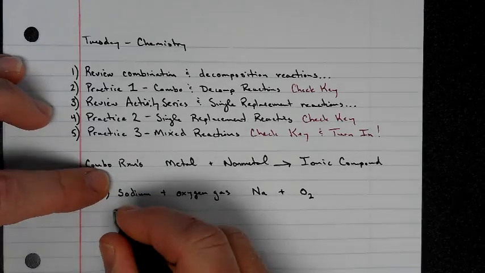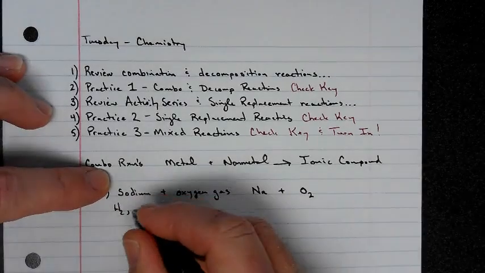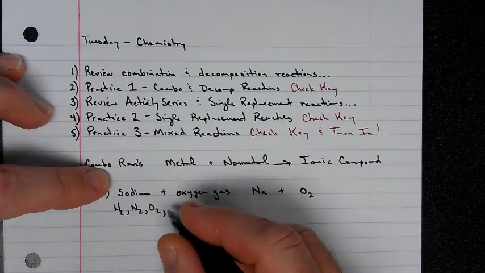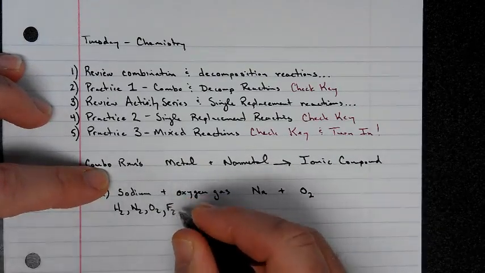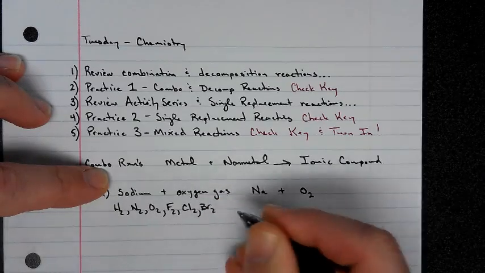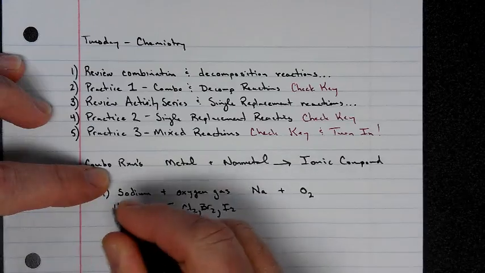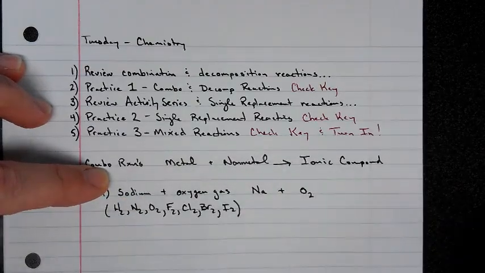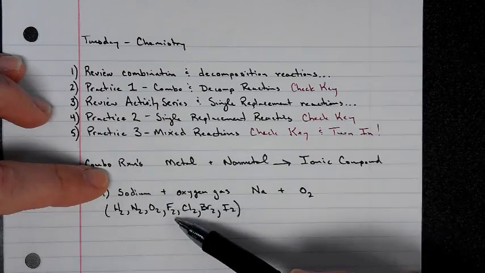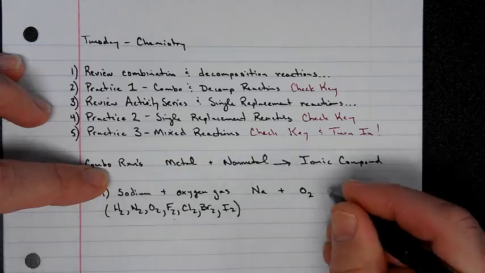Remember that these elements, H2, N2, O2, F2, Cl2, Br2, and I2 exist as diatomic molecules. So if I say to you fluorine gas, it's not plus F, it's F2. Now this is their formula when they're by themselves.